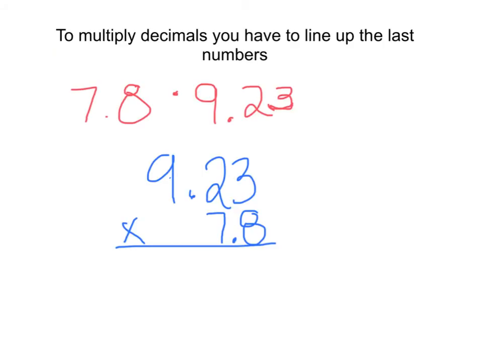Alright, to multiply decimals, you have to line up the last numbers. So here I lined up 3 with 8. So where the decimal is doesn't matter, it's the last numbers that have to be lined up.